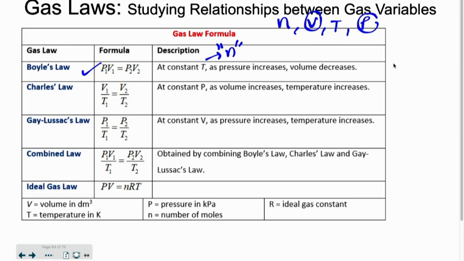This states that pressure and volume are inversely related. What that means is that as the pressure goes up, the volume goes down.